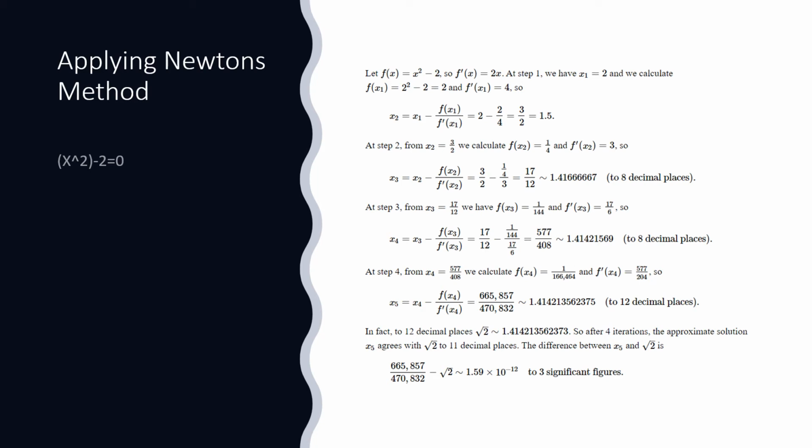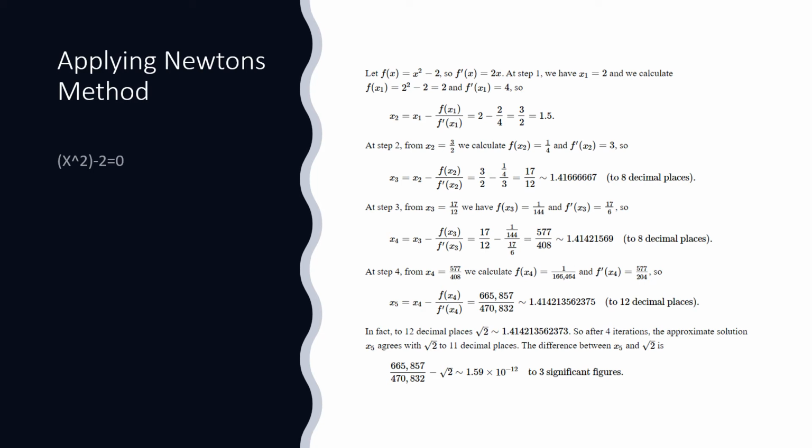So what does this leave us? Well, we look at the formula at the very top: x2 is equal to x1 minus f of x1 over f prime of x1, which is equal to 2 minus 2/4, which is equal to 3 over 2, which is 1.5.